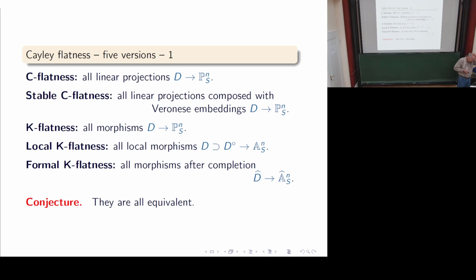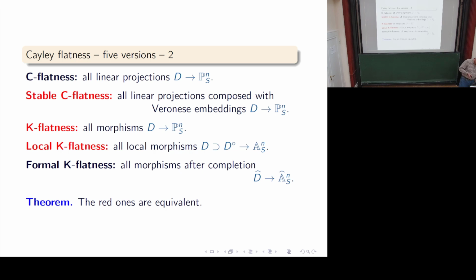It may not be. I certainly have examples over very small fields. Over very small fields there are just finitely many projections, and things can get messed up there; they are not enough to be sufficiently general. But I don't have an example over infinite fields that these are actually different. The best theorem I could prove is that the three red ones are equivalent: the stable C-flatness, K-flatness, and the local K-flatness.